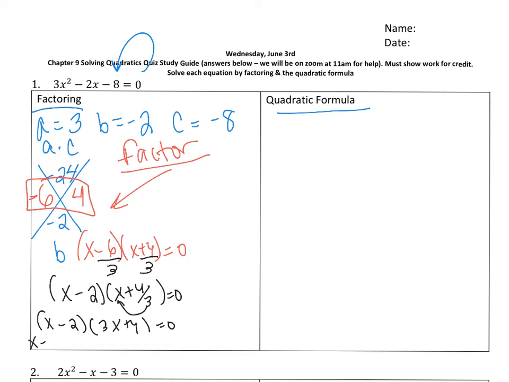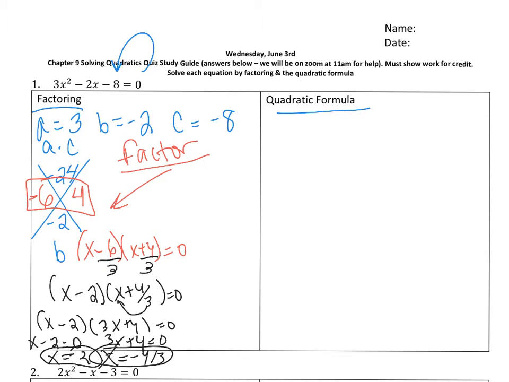So we get x minus 2 equals 0. 3x plus 4 equals 0. So we add 2 to both sides and we get x is 2. If we subtract 4 and divide by 3, we'll get x is -4/3.